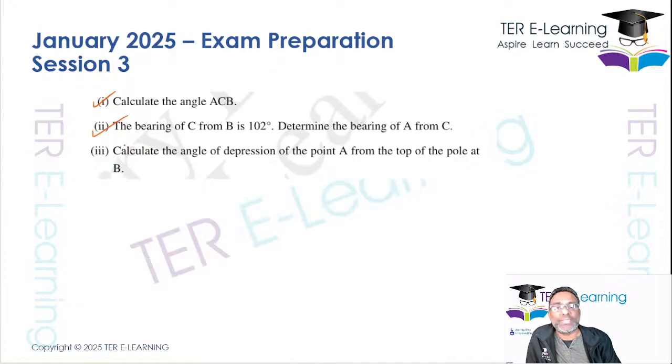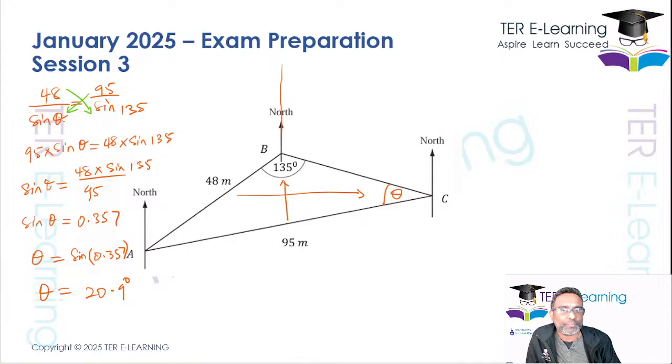Now the bearing of C from B is 102. So this angle here is 102 degrees, right? The bearing of C from B, so you would have had to draw a north line at the point B and measure clockwise 102 degrees, right?